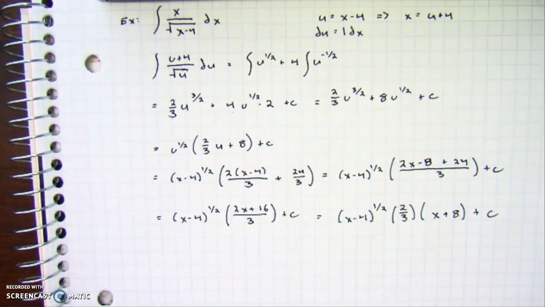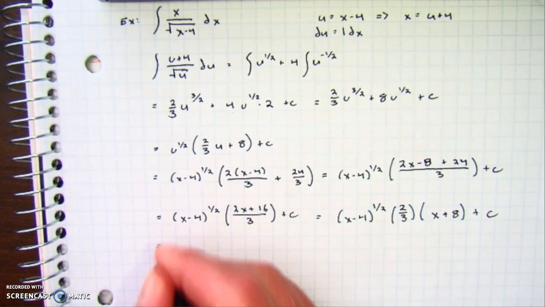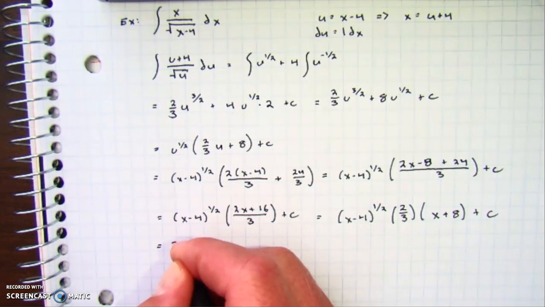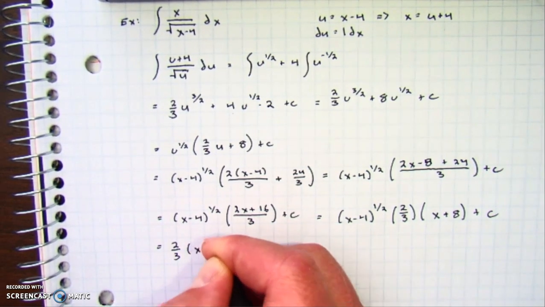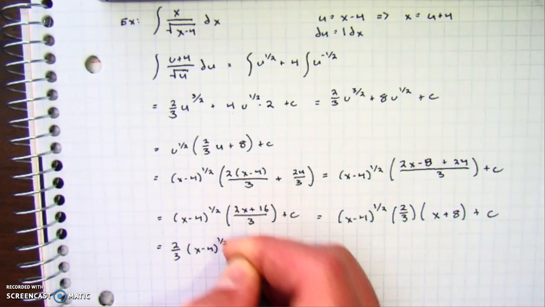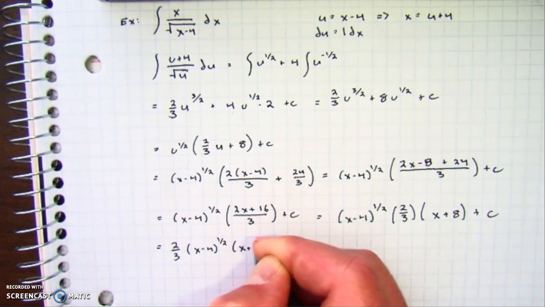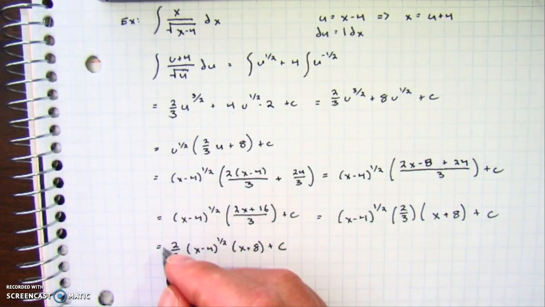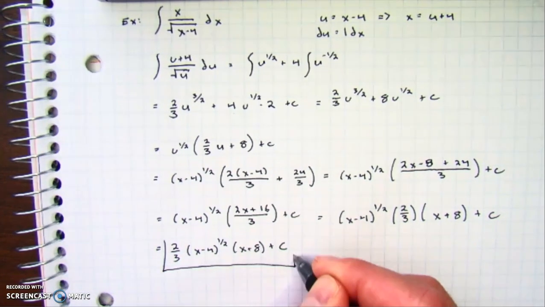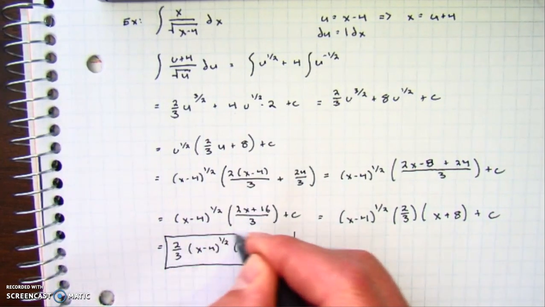But, oh, we are getting so close. Now I can just rewrite this, make it look a little bit cleaner. x minus 4 to the 1/2, x plus 8 plus c. Woo!